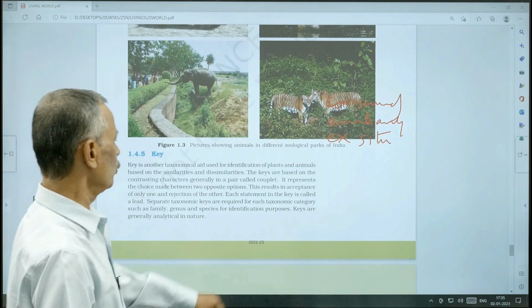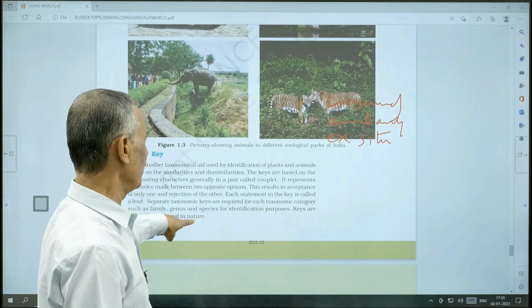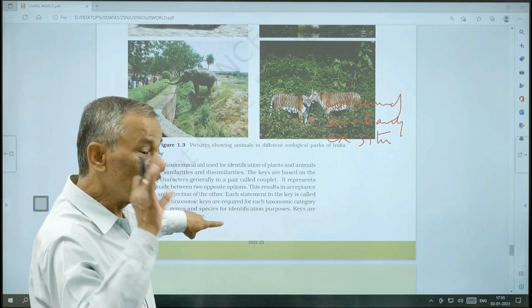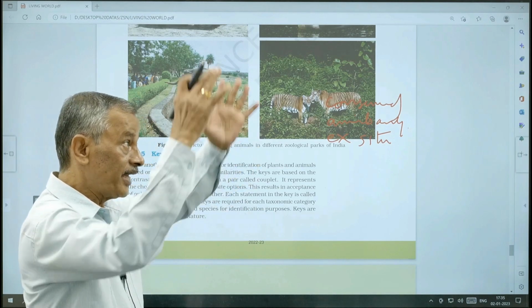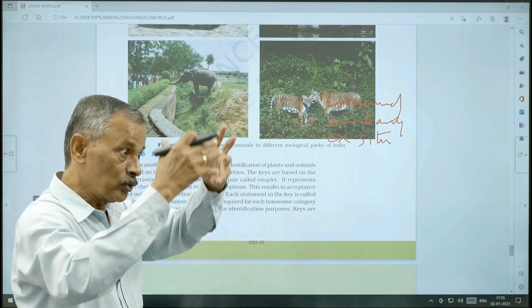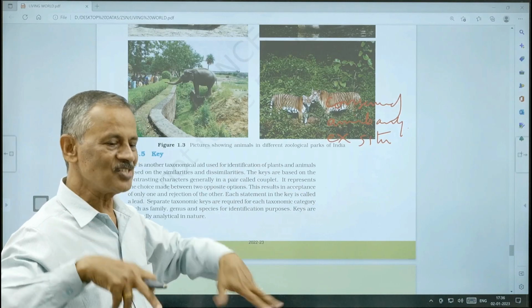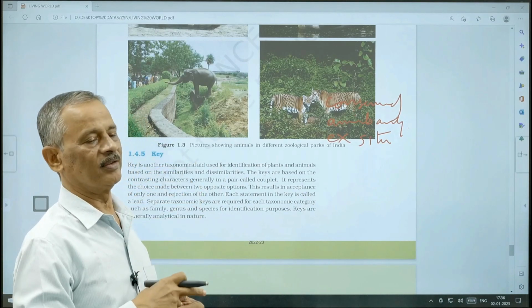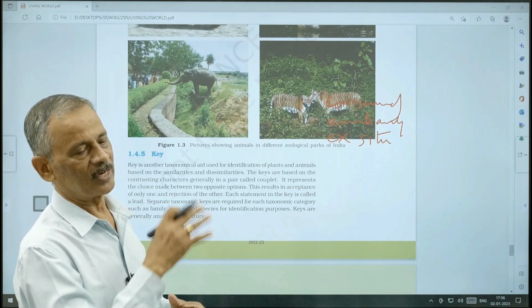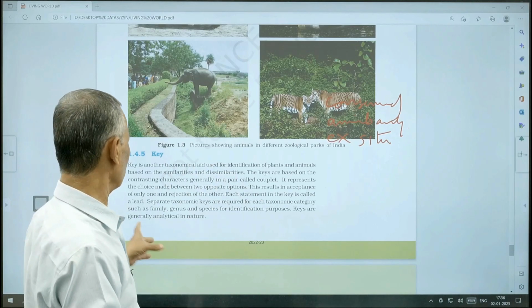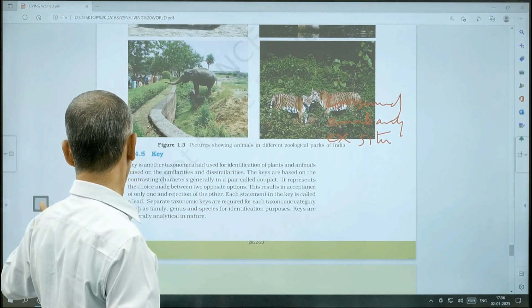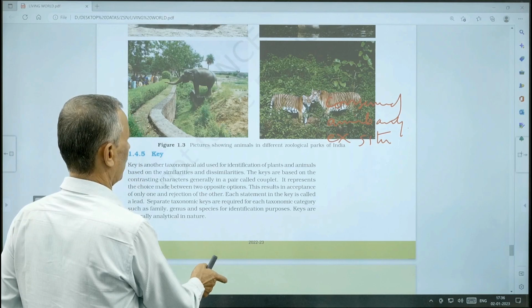As I told you, keys are analytical books. Books in which information is given in an analyzing way. We are going through the characters as if we are analyzing the characters. And based upon that, we are identifying the taxon to which that organism belongs. That is what is called analytical. Okay. Now, coming to the last one.